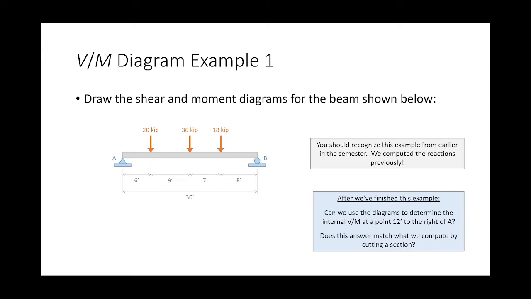We're going to draw the shear and moment diagram for this problem. Now, if you go back into your notes a little bit, we actually already did this problem. We already computed the reactions. We're going to do it again just because, why not? You could use some practice. But after we've done this problem, I'm going to ask some follow-up questions, and we'll see if the understanding is following along with that.